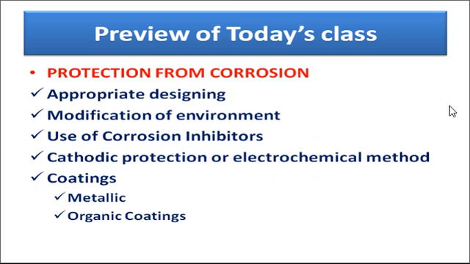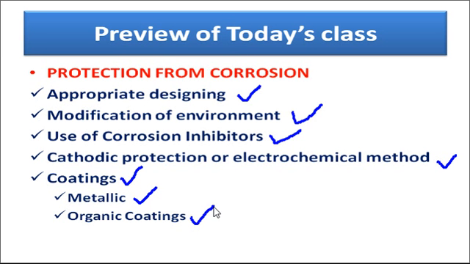So let us begin with the topic corrosion control or protection from corrosion. Various methods used for controlling corrosion are appropriate designing, modification of environment, use of corrosion inhibitors, cathodic protection or electrochemical protection method, and use of different types of coatings, in which two types of coatings we are going to discuss: metallic coatings and organic coatings.